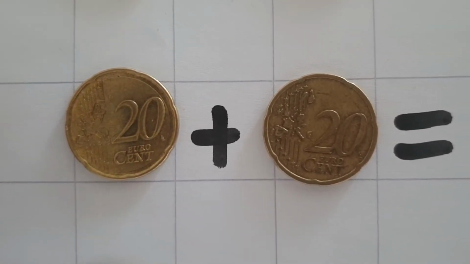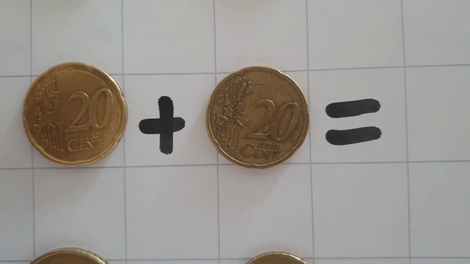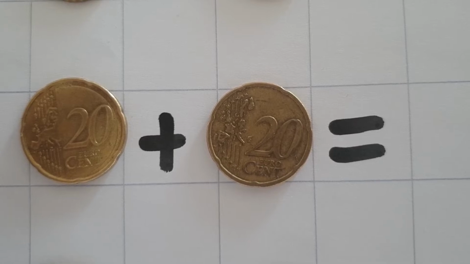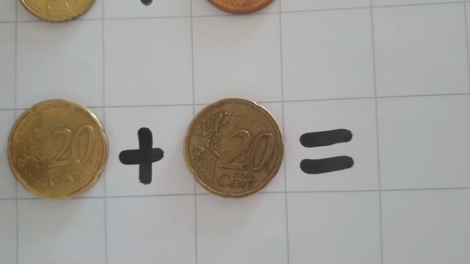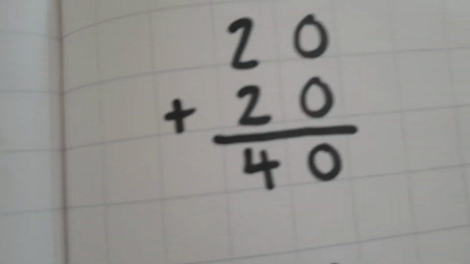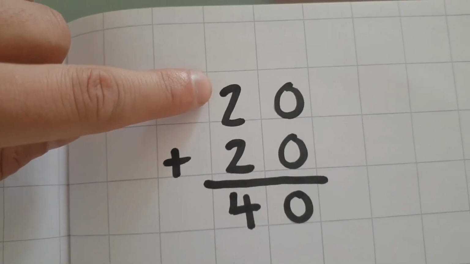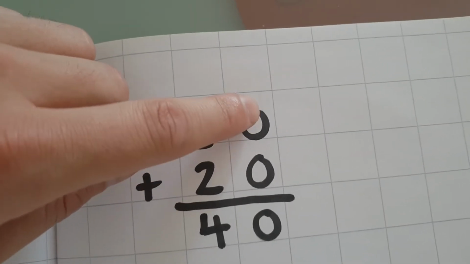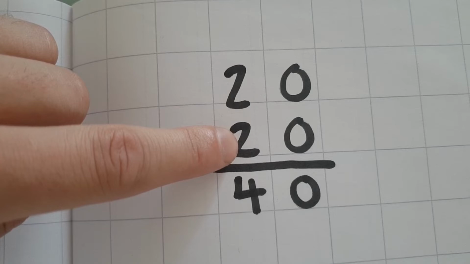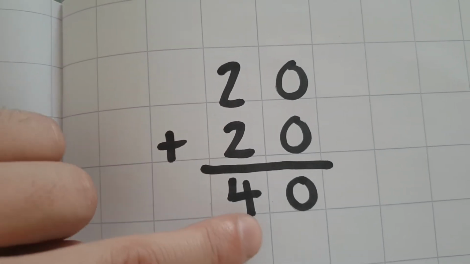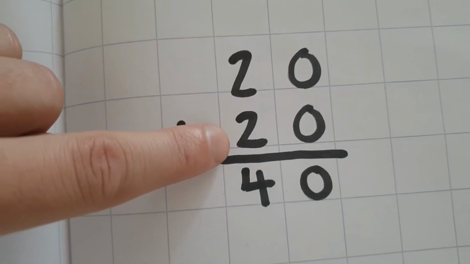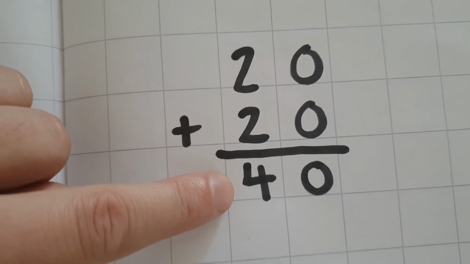Okay, next. Now this is where it gets a little bit tricky. We have a 20 cent plus 20 cent. Now in the column addition video, I showed you how to add numbers together when they are big. Okay, so look here, I've done it for you. I've put 20 plus 20. So let's add up this column. 0 plus 0 equals 0. 2 plus 2 equals 4. 4 and 0 is 40. So 20 plus 20 equals 40. 40 cent.